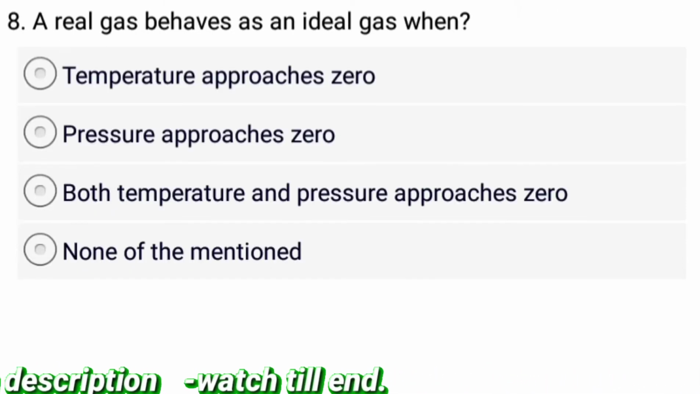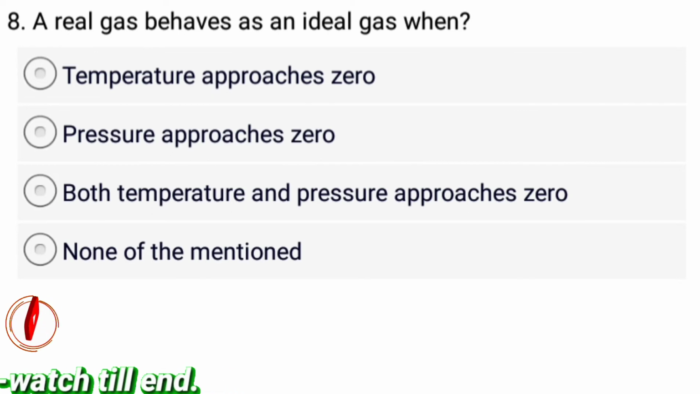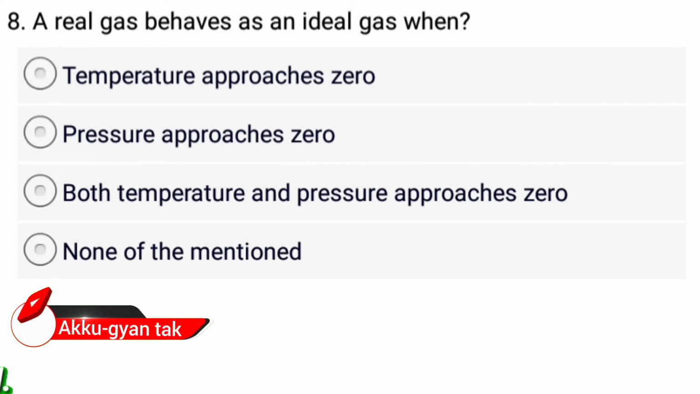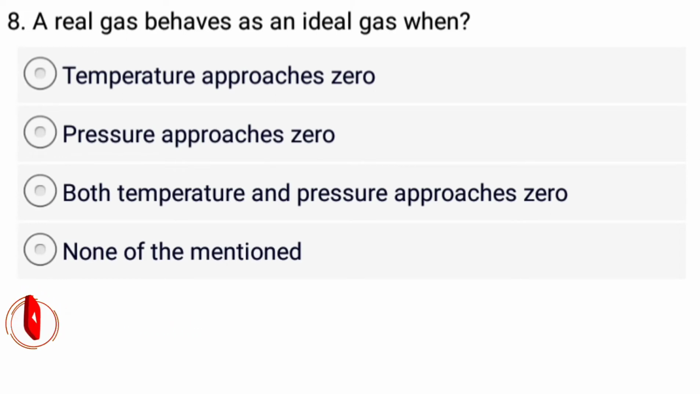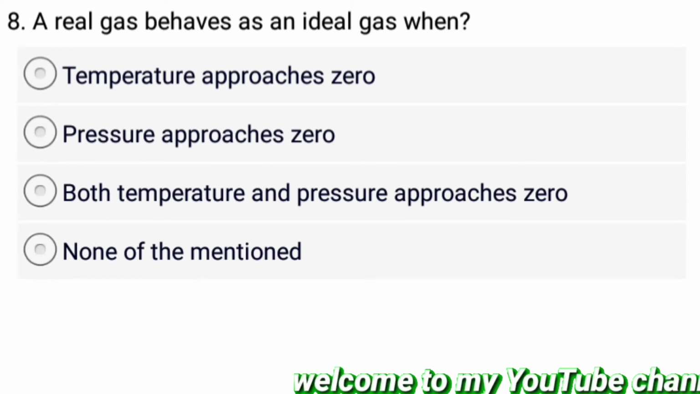A real gas behaves as an ideal gas when A. Temperature approaches 0. B. Pressure approaches 0. C. Both temperature and pressure approaches 0. D. None of the mentioned.